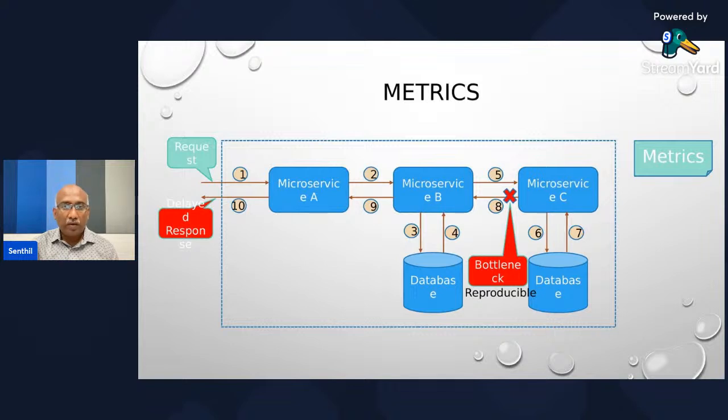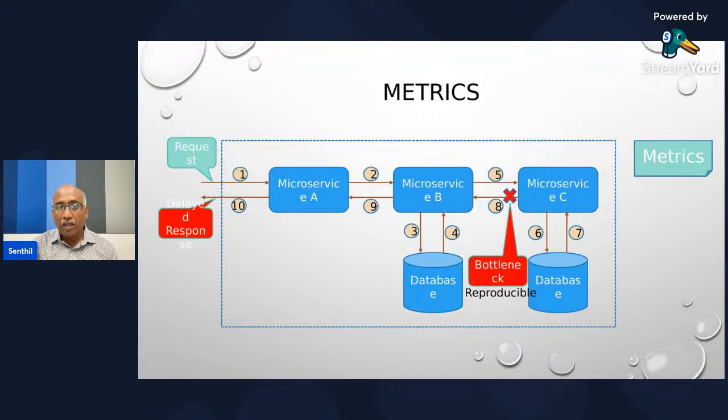So in case microservice C emits metrics, you can look at the metrics from microservice C and look at how the latency metrics look. Okay, so once you see the metrics, you can readily understand that the bottleneck is at microservice C. So in this way, metrics can help you figure out performance bottlenecks.